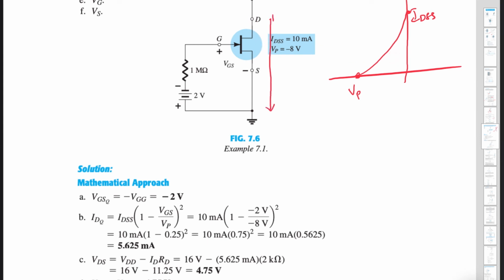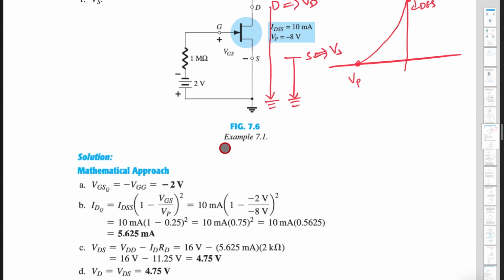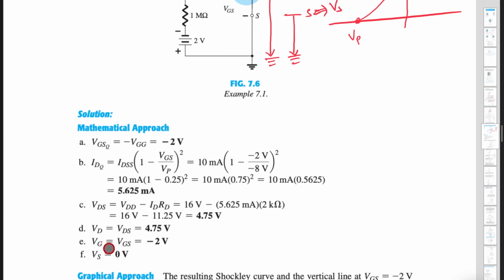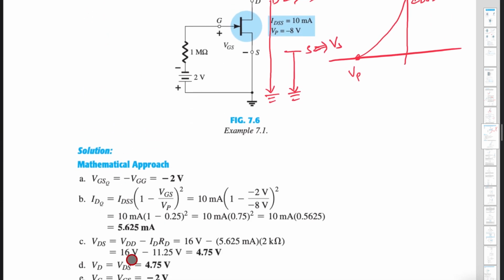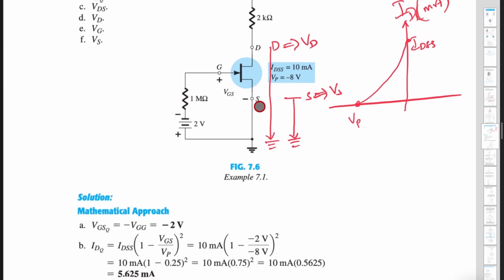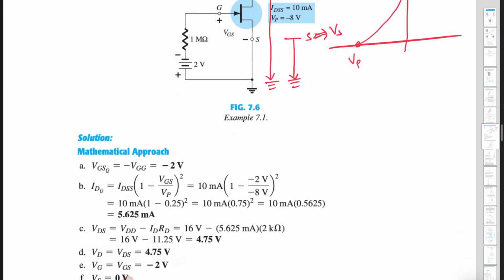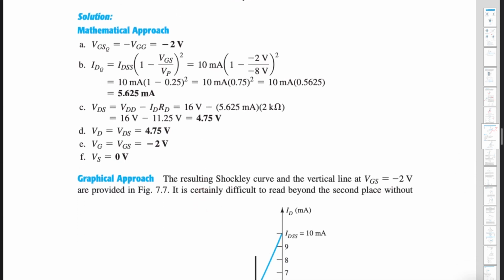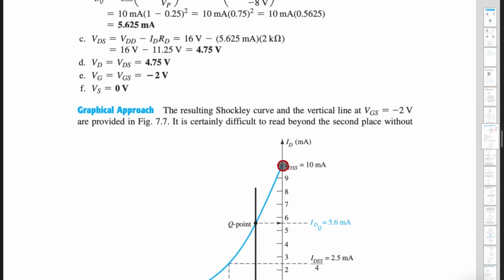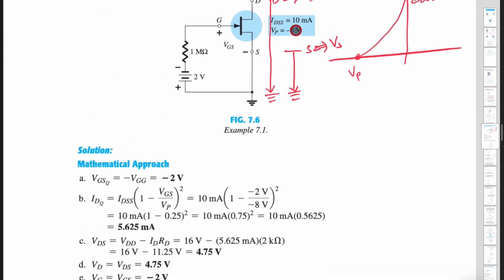So VD means what? From drain to ground. What is VS? From source to ground. So this is VS, this is VD. And what is VDS? Between D to S, that is VD minus VS. If you do that, you will get VDS. Whatever VDS is, it is the same as VD, and VG is asked here. It is the same as VGS, and VS you know is connected to ground, so that is 0 volts. So mathematically it is very simple. Graphically also it is very simple. You know that it is 10, and you know that this is minus 8 because it is given.